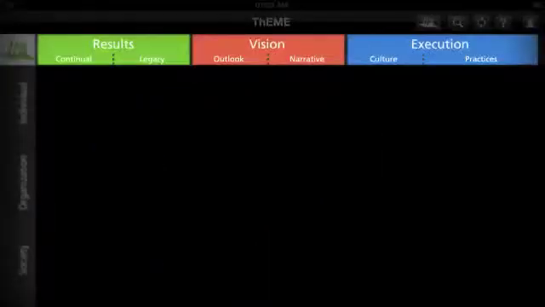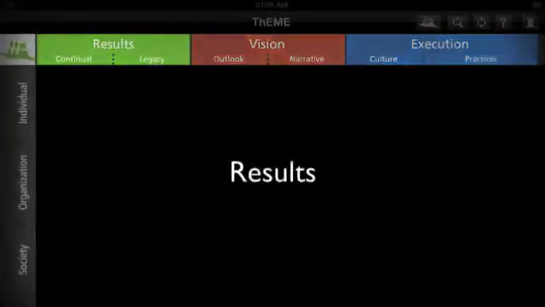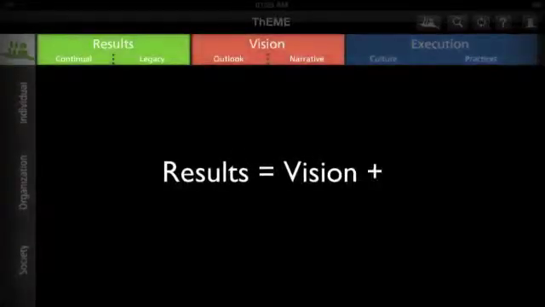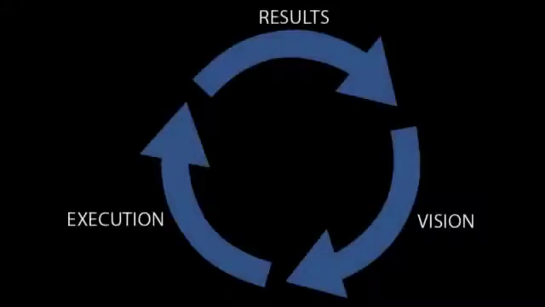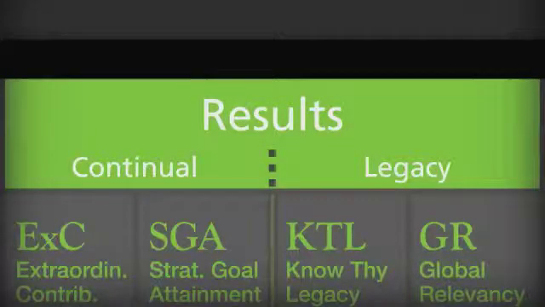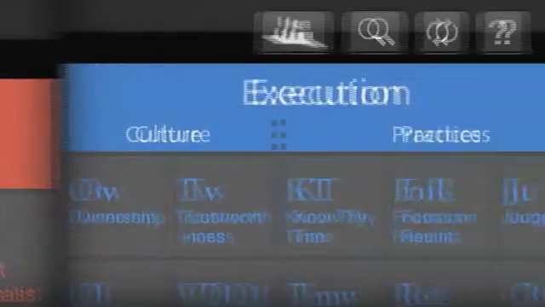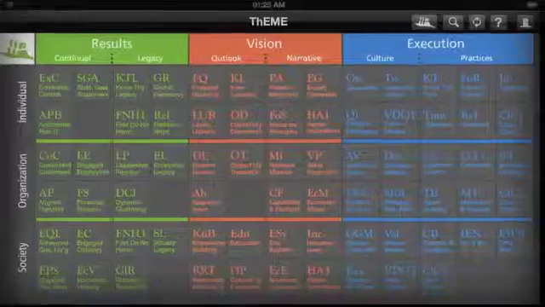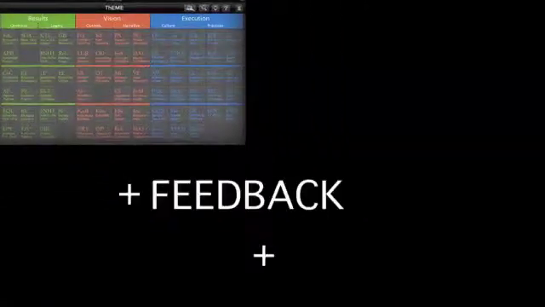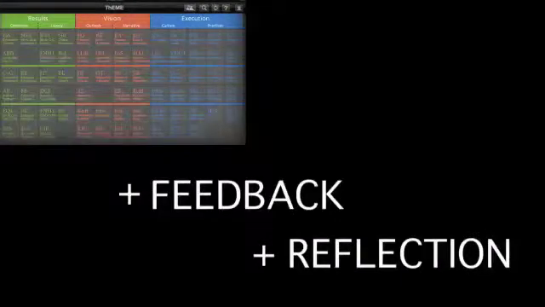Across the top, we have an equation that we believe is also a core part of management. Here at ThEME, we believe that results equals vision plus execution. This is also a continuous cycle. To get good results, one must have 2 things: an informed vision of the desired result and the means to successfully execute it. This, coupled with feedback and continuous reflection, is the secret to effective management. It allows one to adjust the dynamics of the business plan and management strategy.